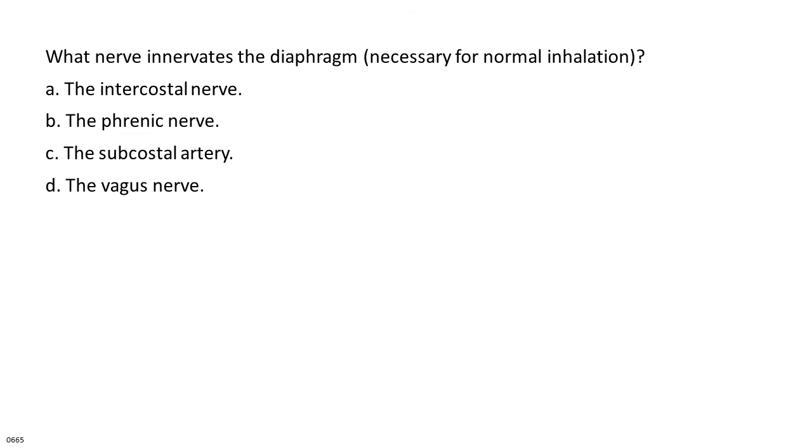What nerve innervates the diaphragm, necessary for normal inhalation? A. The intercostal nerve. B. The phrenic nerve. C. The subcostal artery. D. The vagus nerve.